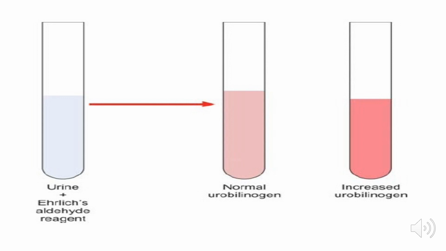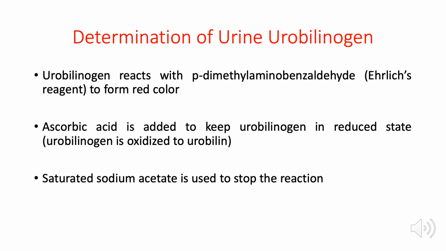On the left side of the screen, you have here a test tube containing the urine sample. Added to the urine sample is the para-dimethylaminobenzaldehyde or the Ehrlich reagent. The Ehrlich reagent will react with the urine urobilinogen, producing now a characteristic red-colored compound. The higher the amount of urine urobilinogen, the darker is the final color. Urine urobilinogen is made to react with para-dimethylaminobenzaldehyde or the Ehrlich reagent to produce the red-colored compound.